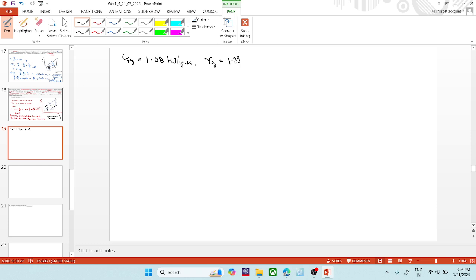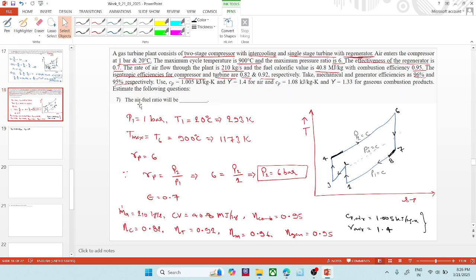Okay, so in the seventh problem we have to find the air fuel ratio. All right, so for that, first let's find out the different temperatures. This is point 5. Okay, let's find out the different temperatures.